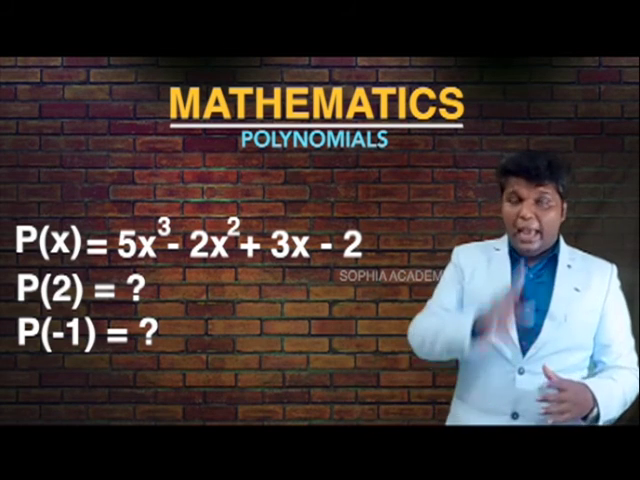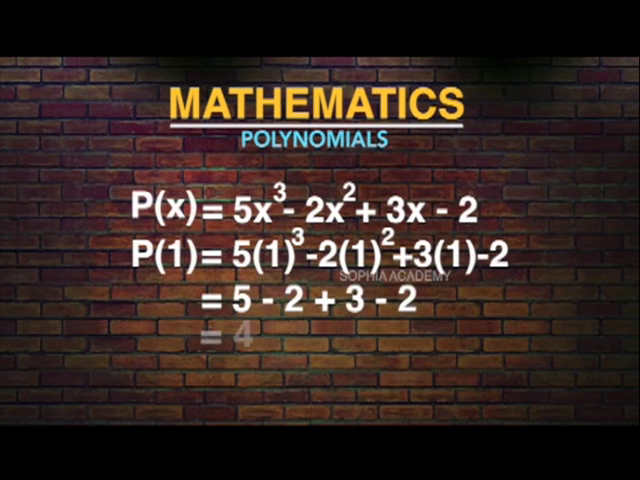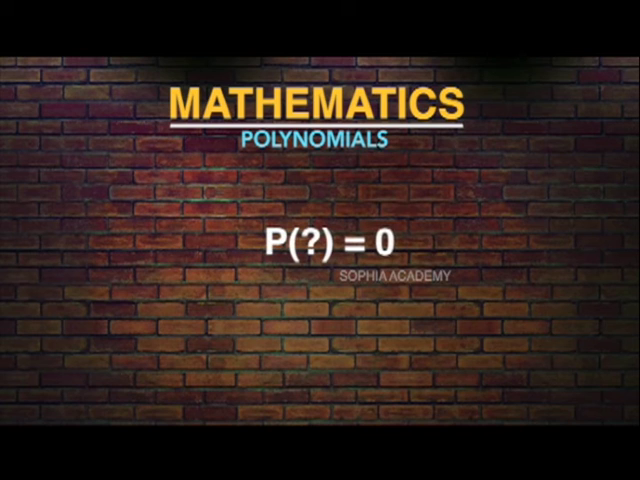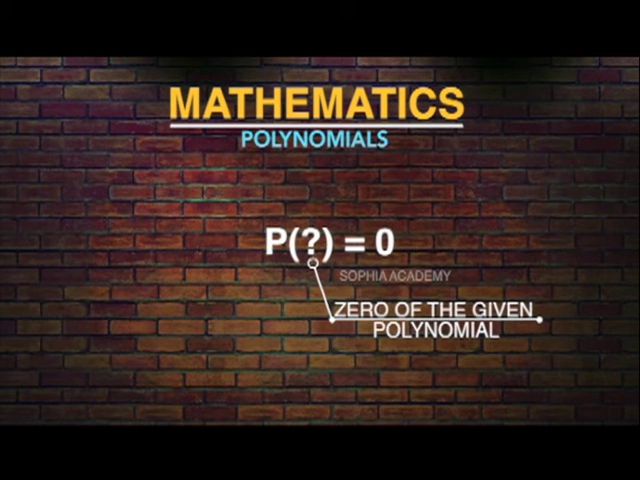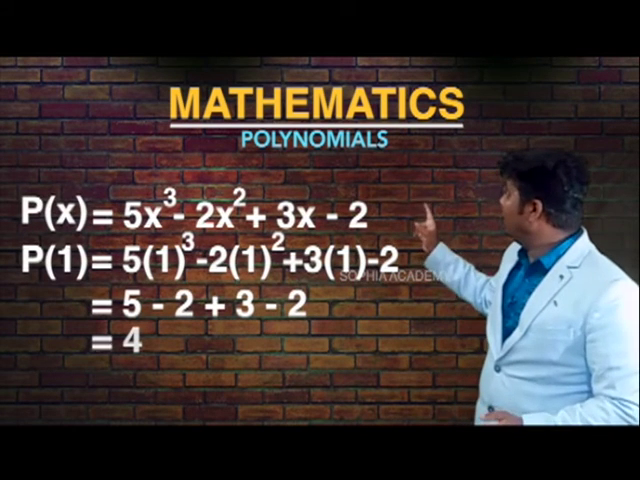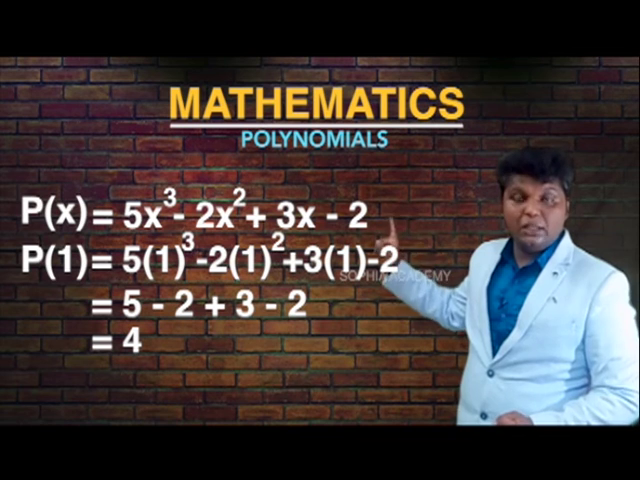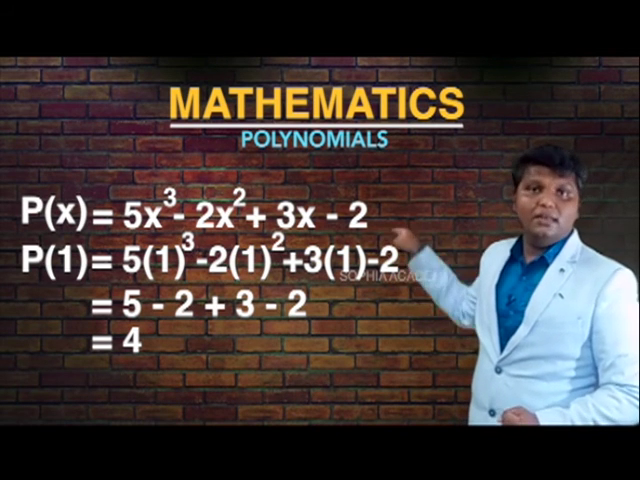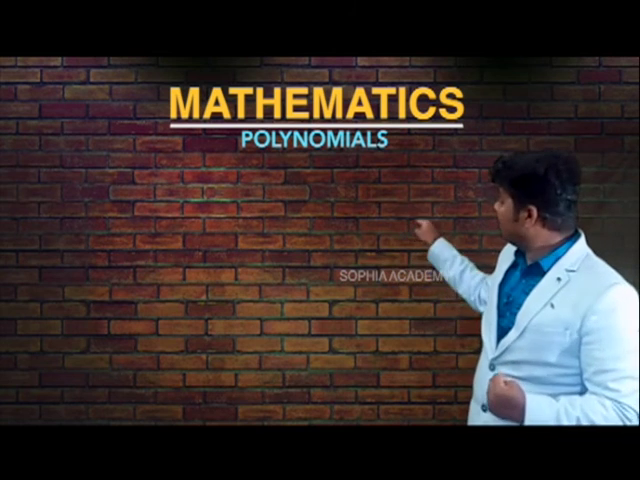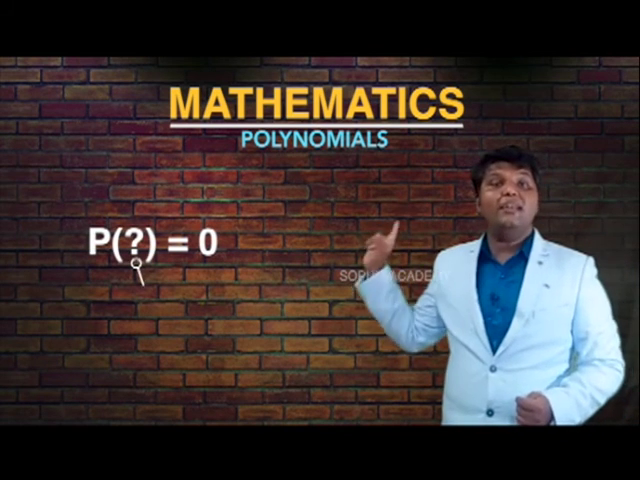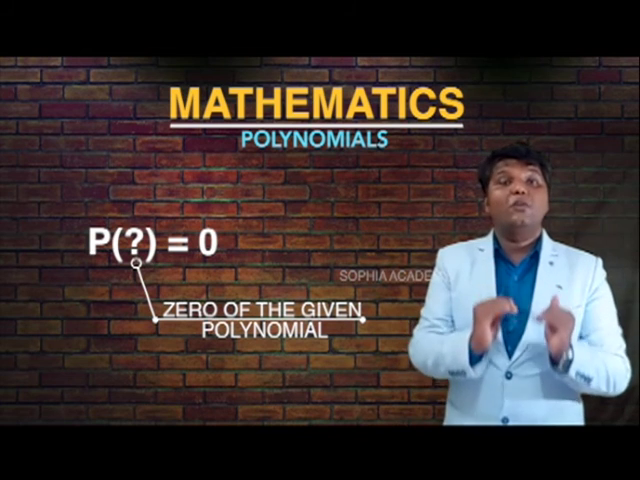And when you are taking some numbers, and you got the value 0 by final calculation, whereas here you got 4, then that particular number which you substituted instead of x is called the zero of that given polynomial. Because what is the meaning of that? When you substituted the number for x, the total value of the polynomial became 0. Here, when you substituted the value 1 for x, the result came as 4. So if the result came as 0, then that number which you substituted is what we call the zero of the polynomial.